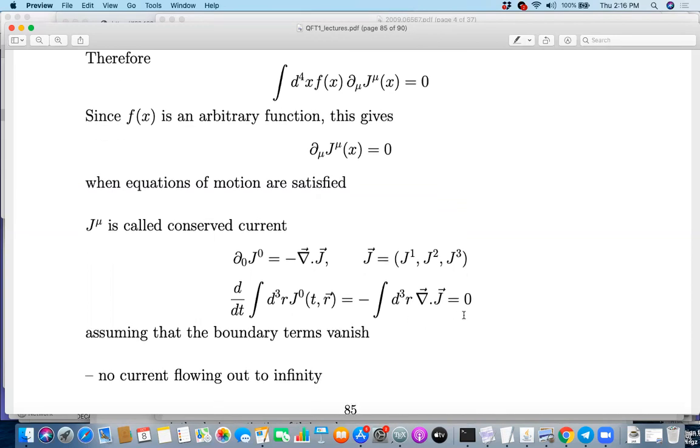So J vanishing at the boundary has this simple interpretation. This is the spatial boundary. The charge is conserved, or this quantity is conserved, only if there is no current flow at infinity. Of course, you don't expect that a conserved quantity will remain the same if some part of the quantity was flowing out at infinity. But as long as there is no current flow at infinity, we can conclude that this quantity is conserved. Are there questions?